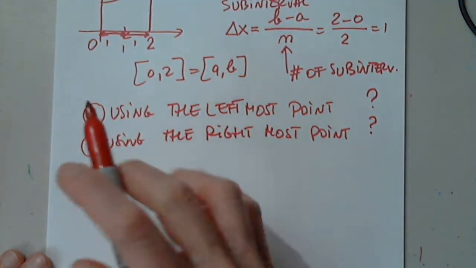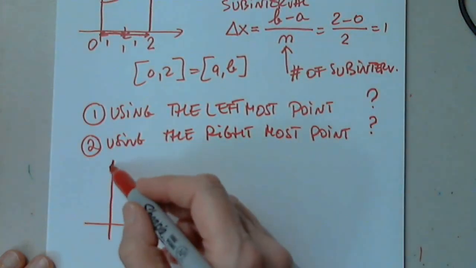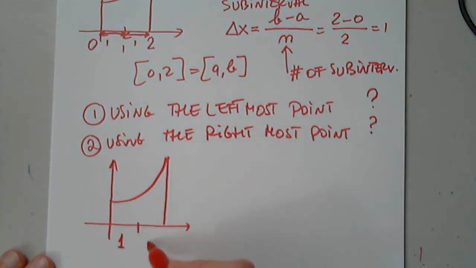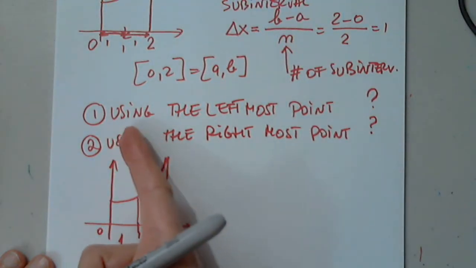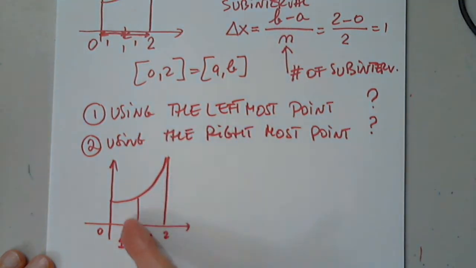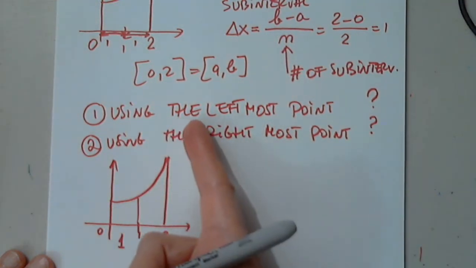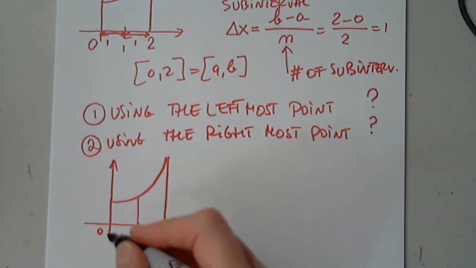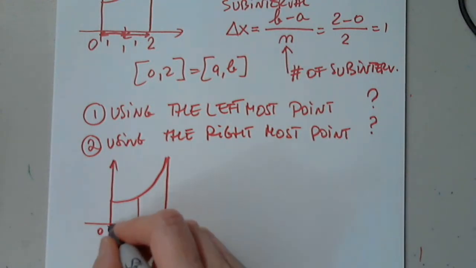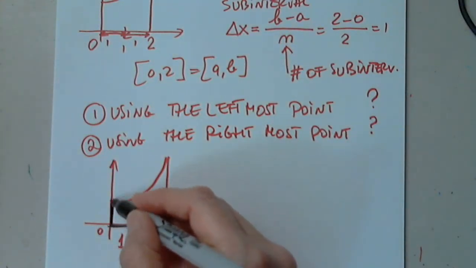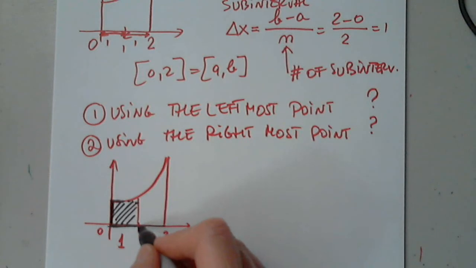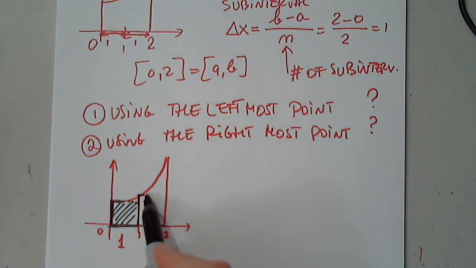So again, I don't want to go back. I'm going to copy that graph again here. So we established that this is 1 unit, this is 0, this is 1, and this is 2. And I want to illustrate how I determine the approximate area with the leftmost point. Okay, what does the leftmost point mean? It means base times the height, this area. Base times the height, this area.